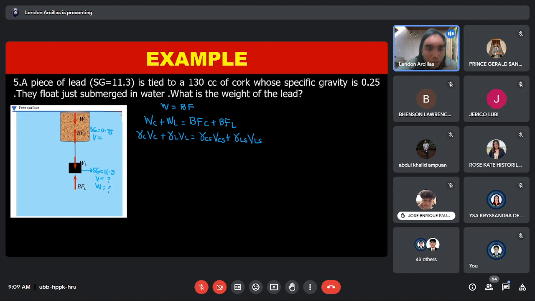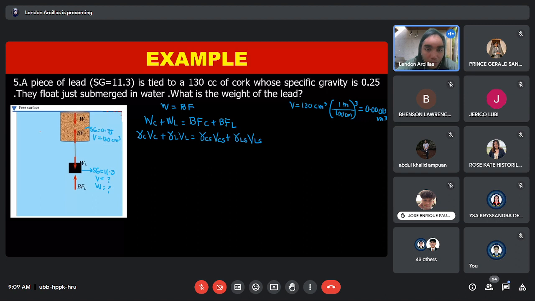Okay? So, ang volume ng cork is 130 cubic centimeter. So, i-divide mo siya ng 100 cube para magiging meter. So, convert natin dito. 100 centimeter equivalent to 1 meter, so that is 0.00013 cubic meter. Okay?